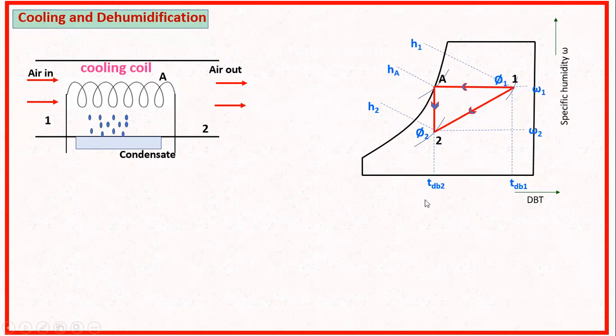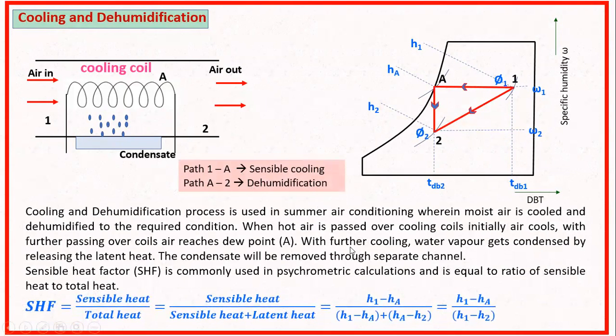Naturally, the dry bulb temperature also reduces, and the air is dehumidified as well as cooled. This is used in summer air conditioning systems, wherein we need to first cool the air, and also we need to dehumidify the air. Again, we'll write the sensible heat factor.